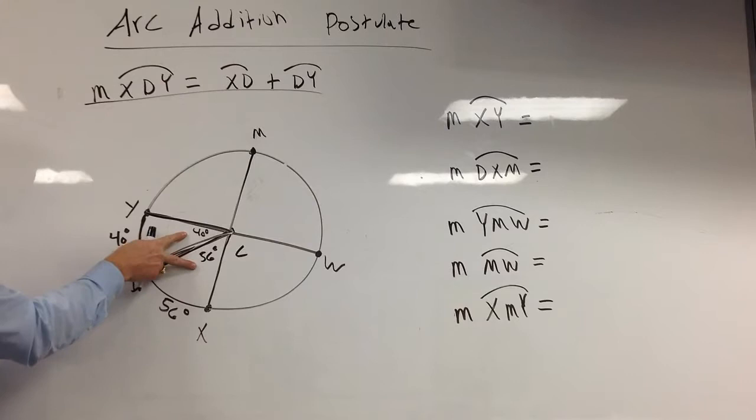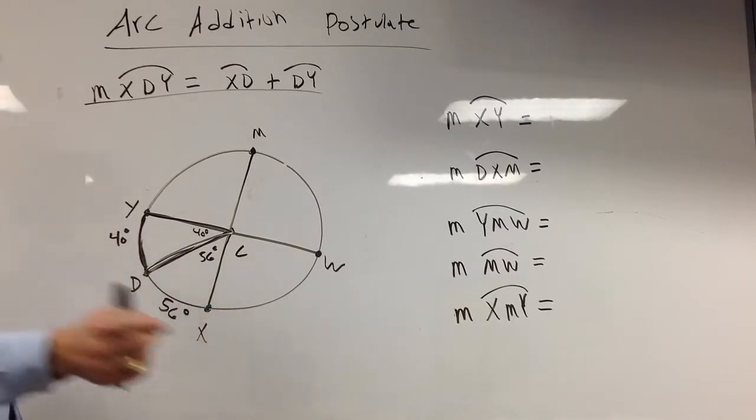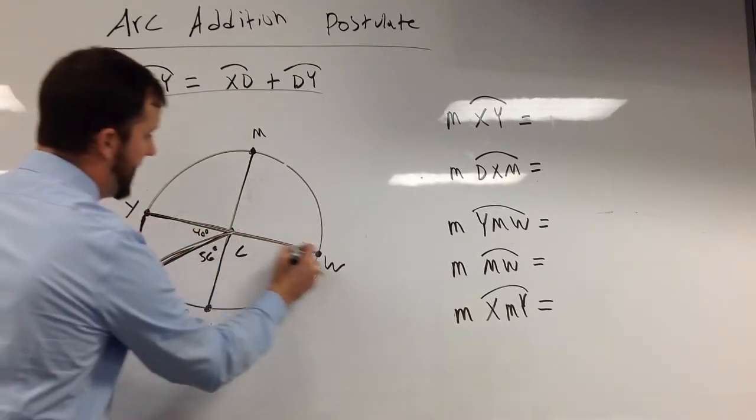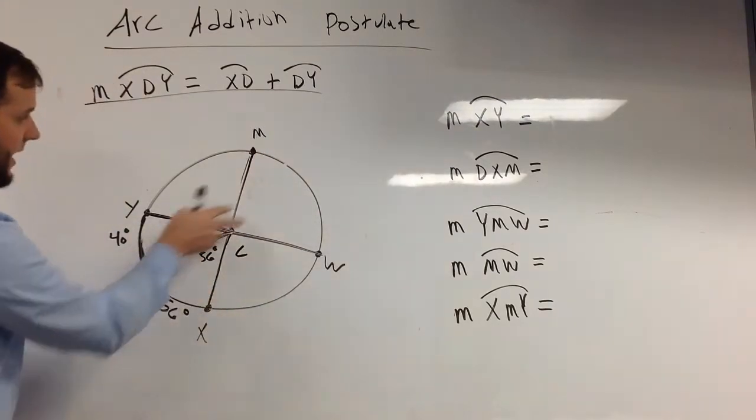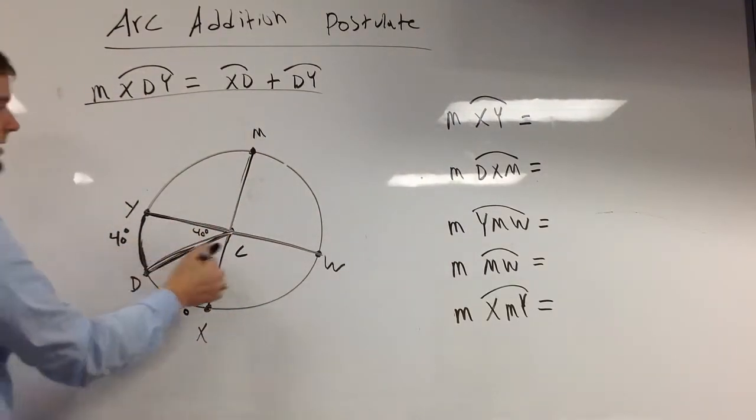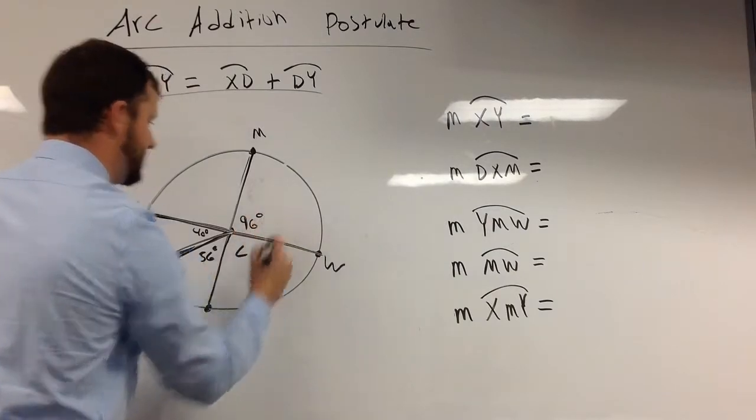So look here, 40 and 56 would add up to equal 96. If you look here, these two lines crossing each other, these two angles right here would be vertical angles. So that means this one right here would be 96 degrees.